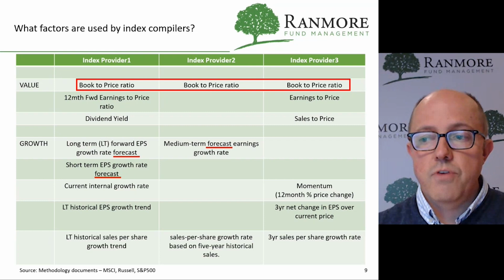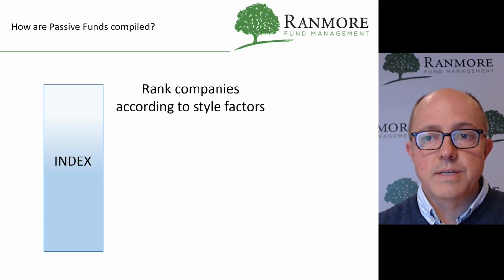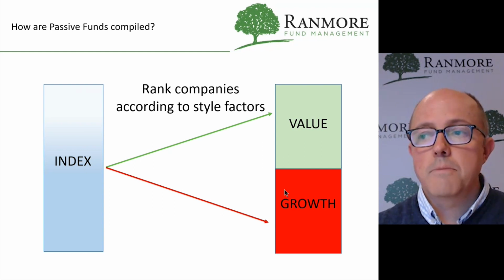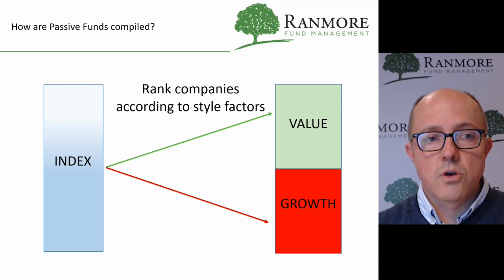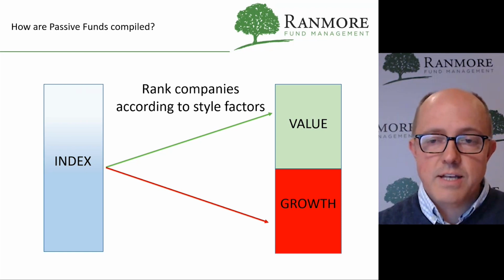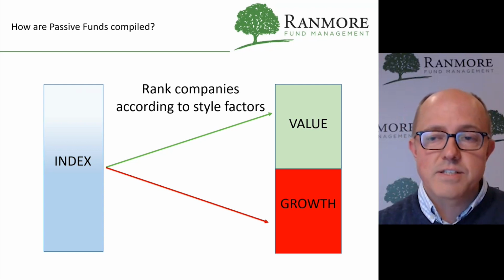And so then what they do, these index providers, is you have your index, let's say the S&P 500 or the Russell 1000, and they then rank all the companies in that index according to these style factors, and they split them into value and growth. Okay, the problem is it's not so clear cut, because as you saw, there are a number of factors. So one company might score well on one factor but not so well on the other factor, and does that make a bigger difference if there's another company which scores better on the other factor, etc.